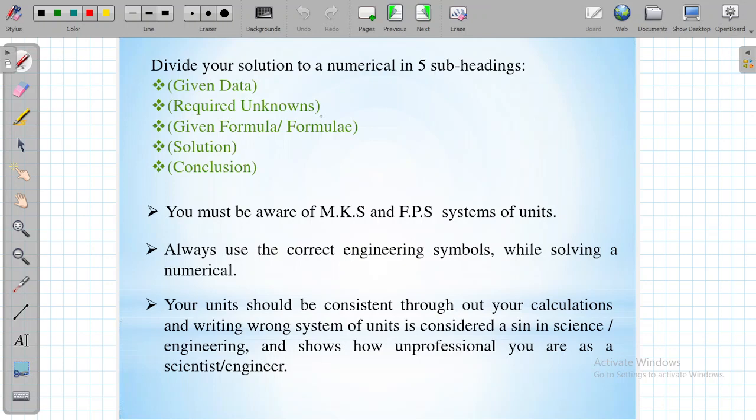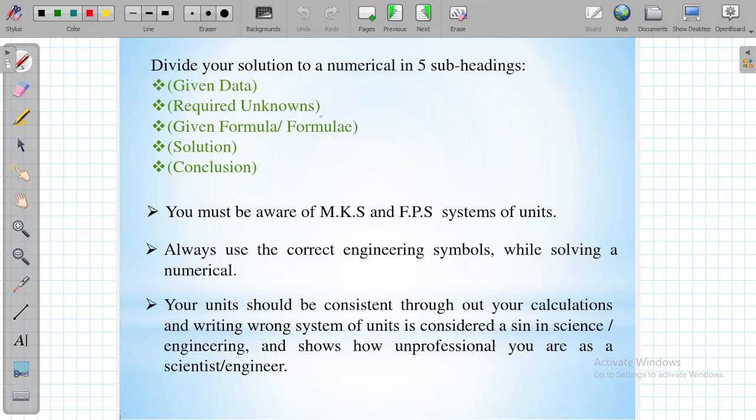And once the solution has been reached, you always explain your conclusion. What is the conclusion telling you about this numerical? If you break your numericals into these 5 subheadings, it gives a very professional attitude about yourself, that you know what you are doing. This is very important. And when you do a numerical this way, even if you commit a mistake inadvertently, it tells the examiner that the mistake was made inadvertently, and you will still get good marks.